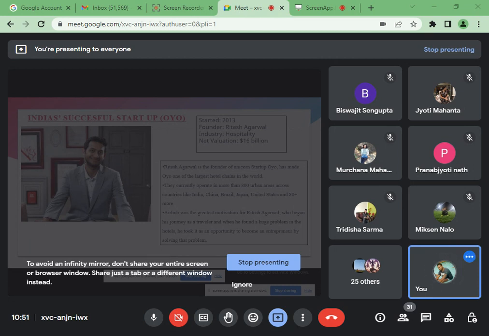So one of the most successful startups is Oyo, the story of Oyo, how this one idea has literally changed the entire scenario. Like the slogan says, an idea can change the entire world. So you see, he started this company in 2013, founder Ritesh Agarwal, in the hospitality industry, which is related to Oyo, and now his current valuation is $16 million.